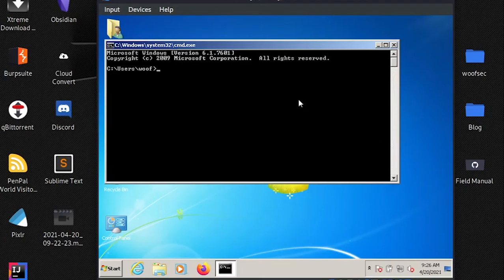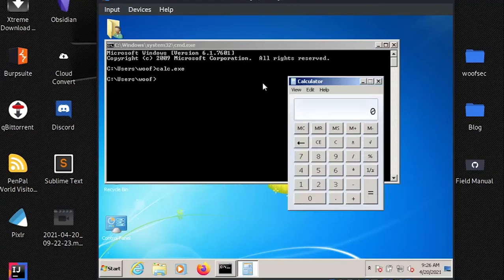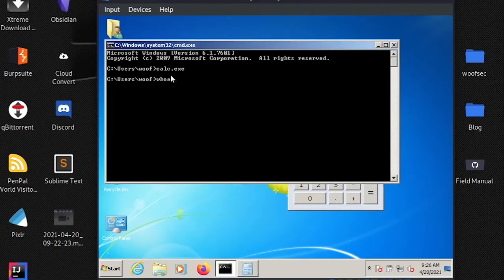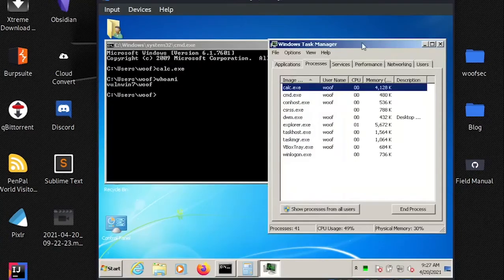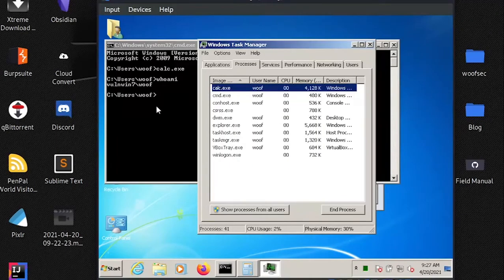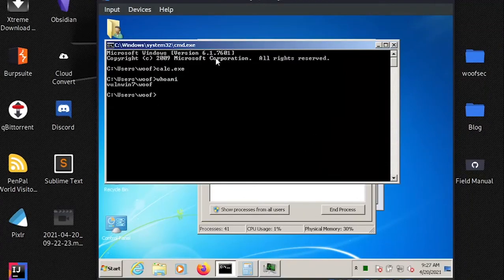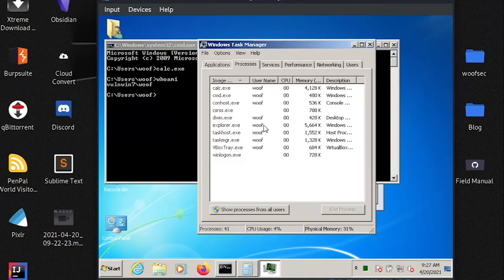This command prompt, let's use it to open calculator just as an example. If I open calculator here, this command prompt is running under my user Wolf, and if we go to Task Manager, we can see that this calculator is also running as Wolf. The way this happens is because calculator was started by CMD, which is running with a copy of my access token, Wolf's access token. So whenever this command prompt started the calculator, it also got a copy of the same token, and therefore it is also running under the same user Wolf, and this is how Windows manages it.